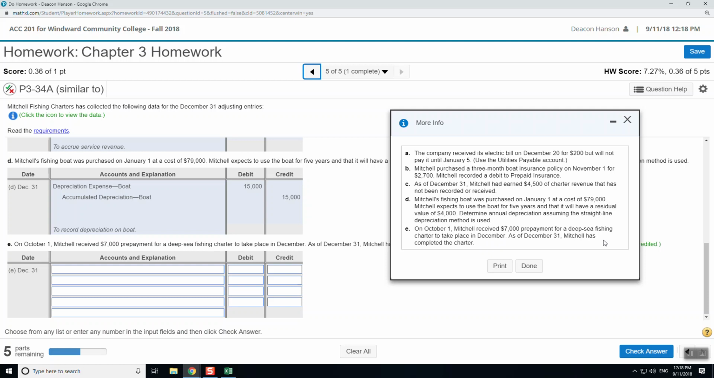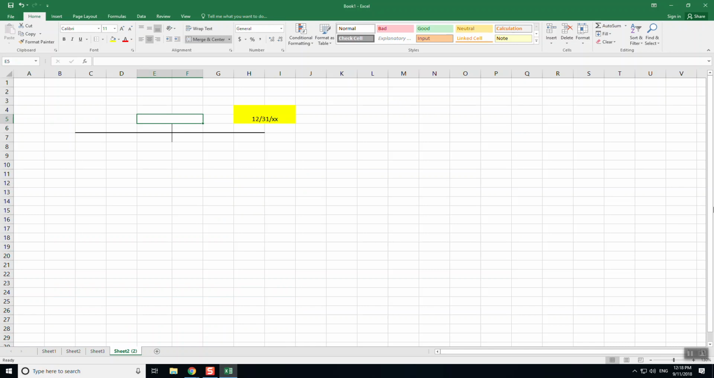So you really have two things going on. You don't have to draw the entry out, but for you to see what's happening, I'm going to put in October 1st. What happened on October 1st is Mitchell received cash. Was it $7,000? Yeah. They got cash up front, but they haven't performed any services for the people paying them. These people want to charter the boat, but Mitchell has not taken them out on this charter fishing trip. So Mitchell has an obligation to provide that charter.